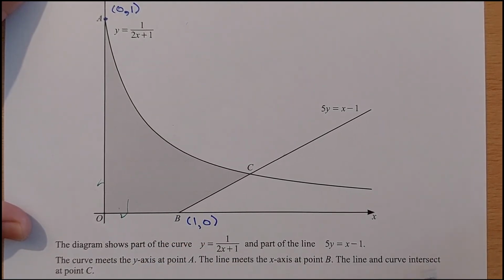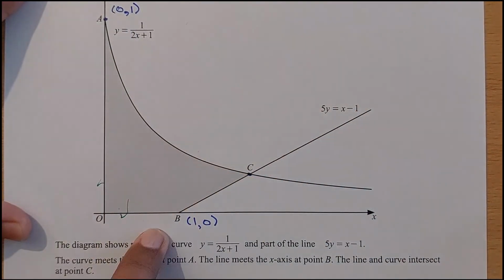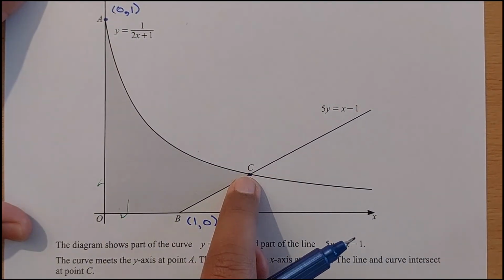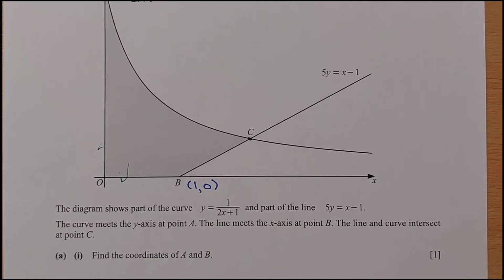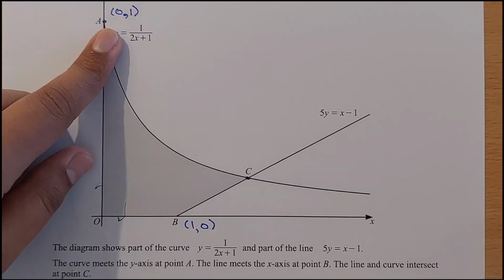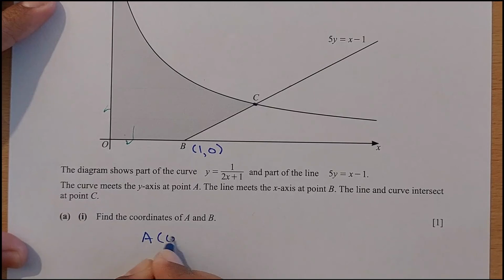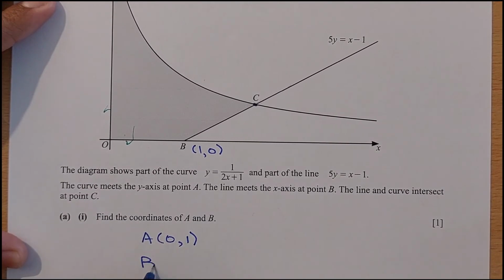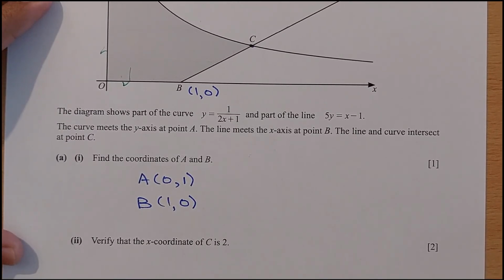The line and the curve meet at point C. Both the line and the curve intersect at point C. We need to find the coordinates for C. Now for the A part, find the coordinates for A and B. We already found them: A is 0, 1 and B is 1, 0. Now for the second part, verify that the x coordinate of C is 2.